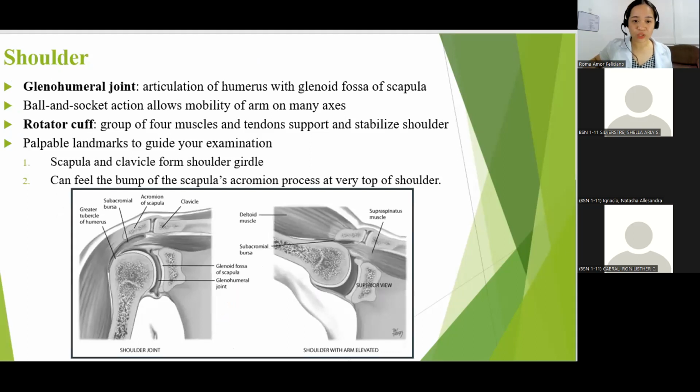Lapit na tayo. The shoulders, you have your glenohumeral joint. This is the articulation of humerus with glenoid fossa of the scapula. These are the ball and socket. The ball and socket action allows movement of arm on many axes. Yan. This one is the ball and this one is the socket. The rotator cuff are the group of four muscles and tendons that support and stabilize the shoulders.